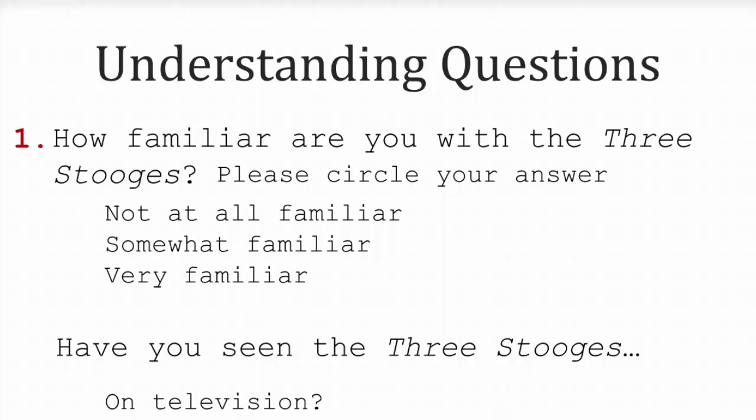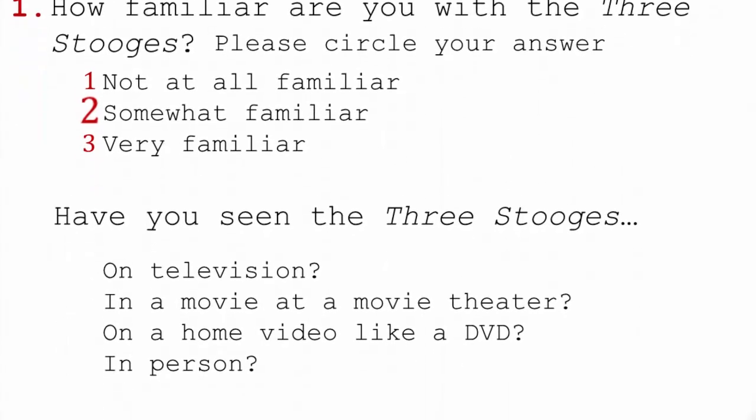Remember we talked about converting the response categories to numbers for data entry? It's much easier to type in 1, 2, and 3 than A, B, and C, and definitely much easier than typing in the actual response of not at all familiar. You can either number the responses now, or keep the numbering system in the back of your mind for when you actually enter the data. Regardless, for question 1, a response of somewhat familiar will be entered as a 2. But let's look at the next question.